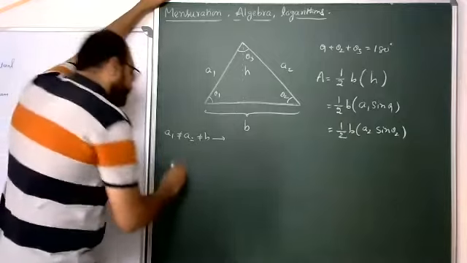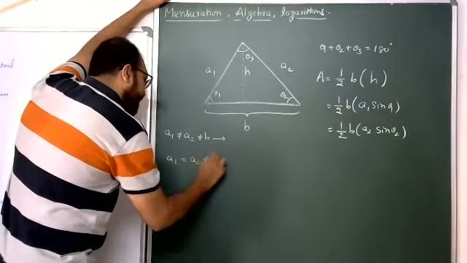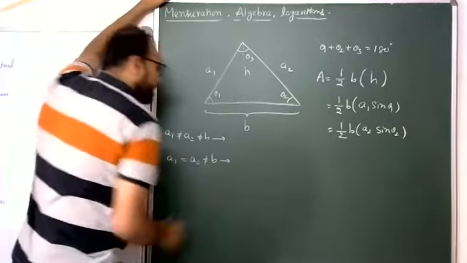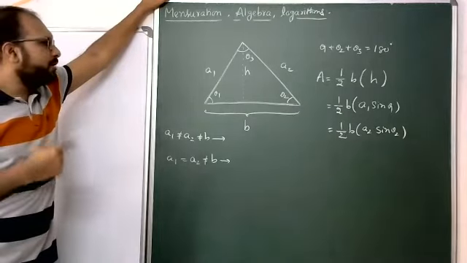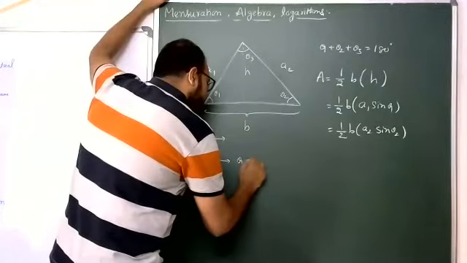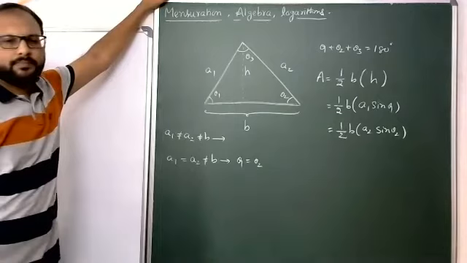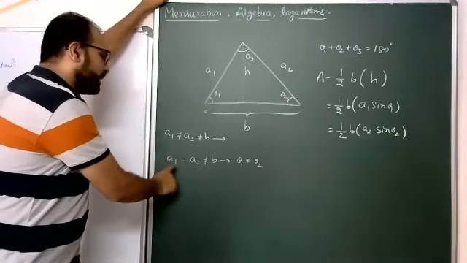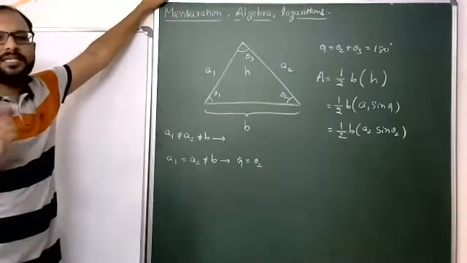Suppose students, A1 equal to A2, but that is not equal to B. So this is isosceles triangle, you know. A1 equal to A2 means even theta 1 equal to theta 2 also. Yes, so now here A1 and A2 both are the same, theta 1 and theta 2 also both are the same, that is isosceles triangle.